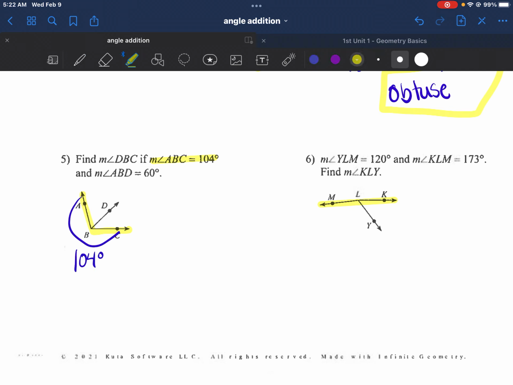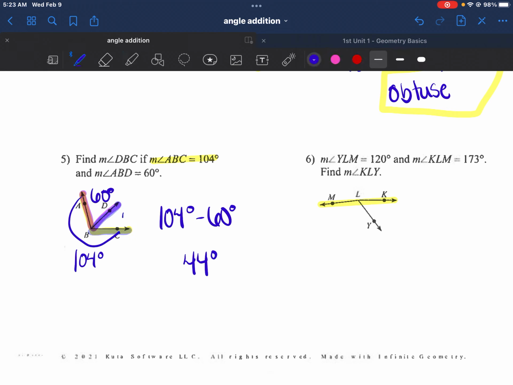That means ABD, right here, is only 60 degrees. So I need to figure out, how can I go from 60 degrees to 104 degrees? So I need to subtract 104 minus 60 degrees, which will give me 44 degrees. So that means DBC is 44 degrees. It's like you're baking a cake type thing. Okay?